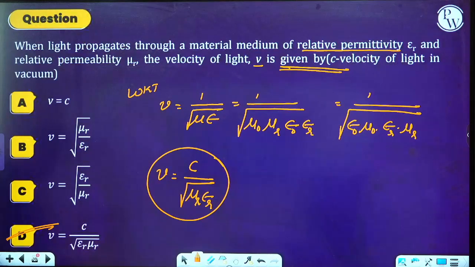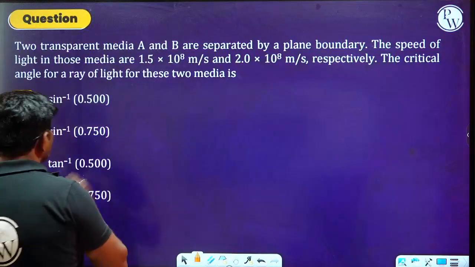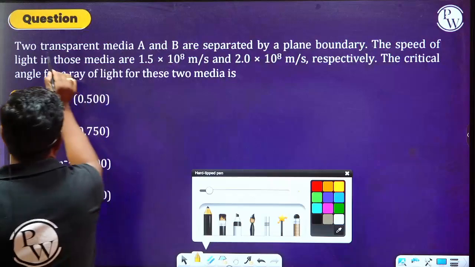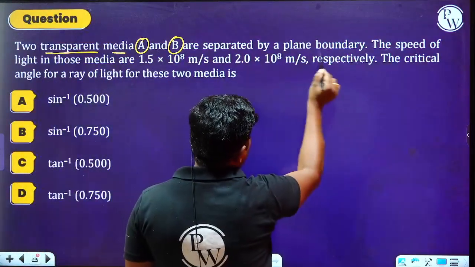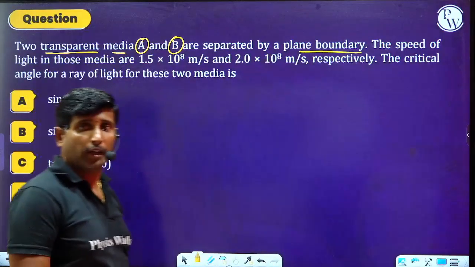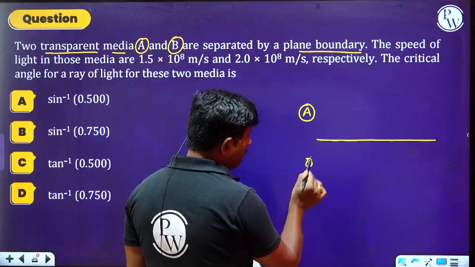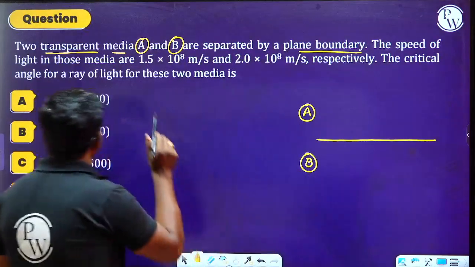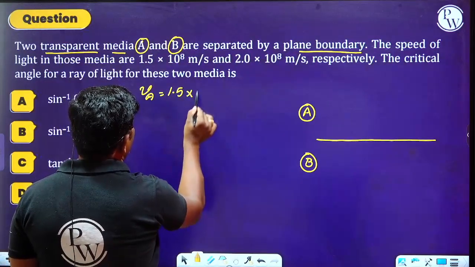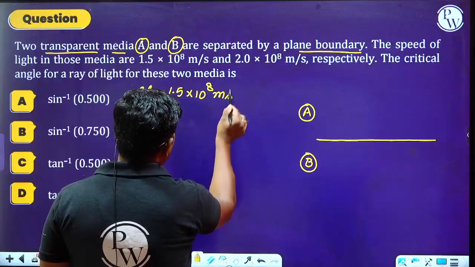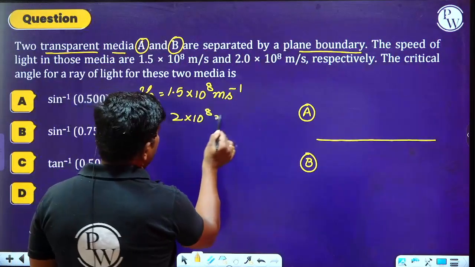I hope it is clear to you, students. Now, similarly, move on to the next question. Two transparent media A and B are separated by a plane boundary. Let us say there is a boundary. Let us say this is media A and this is media B. The speed of light in those media are, what is the speed of light in media A here? 1.5 into 10 to the power of 8 meter per second, and the speed of light in media B is 2 into 10 to the power of 8 meter per second.